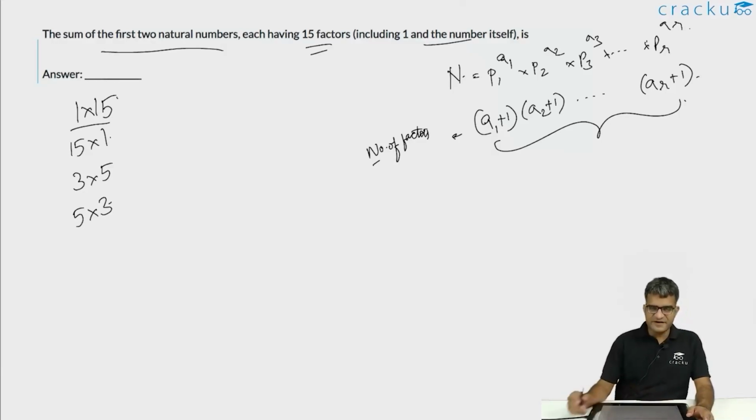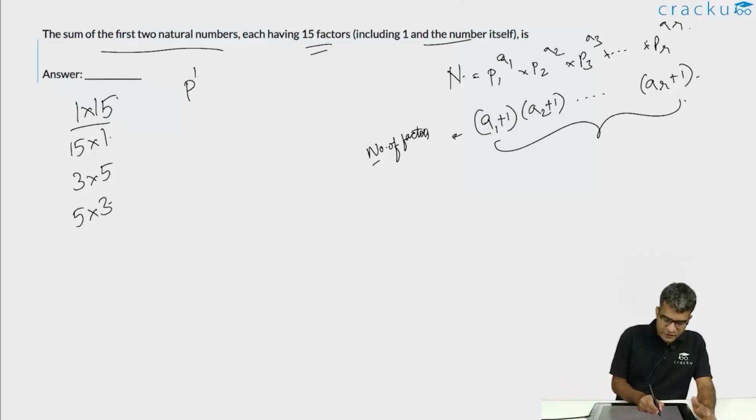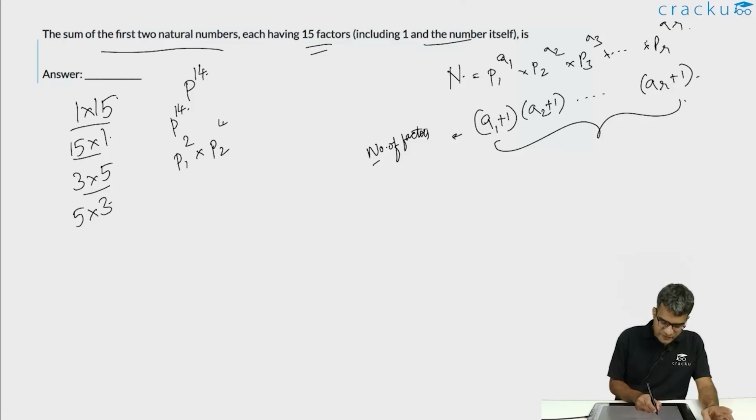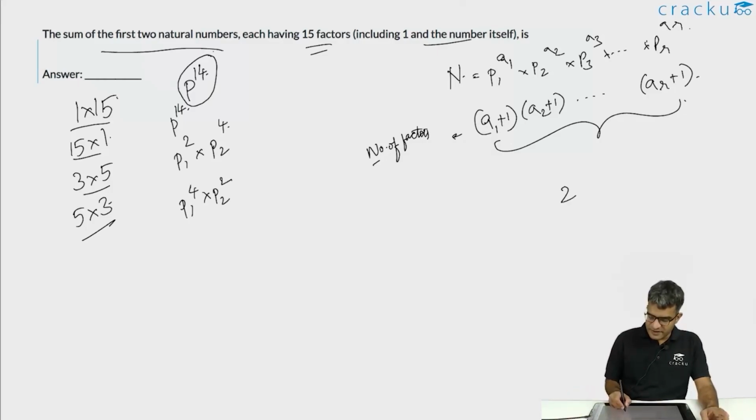In the first case, if it is 1 into 15, basically what we are saying is that this is of the form a prime number p to the power 14. Even over here, it will be a prime number p to the power 14. In this case, it has 2 prime factors, and this will be of the form p1 square into p2 to the power 4. This also will be similar, it will be p1 to the power 4 into p2 square. The smallest number which is of the form p to the power 14 is 2 to the power 14. The smallest number which is of the form p1 square into p2 to the power 4 is 2 square into 3 to the power 4.